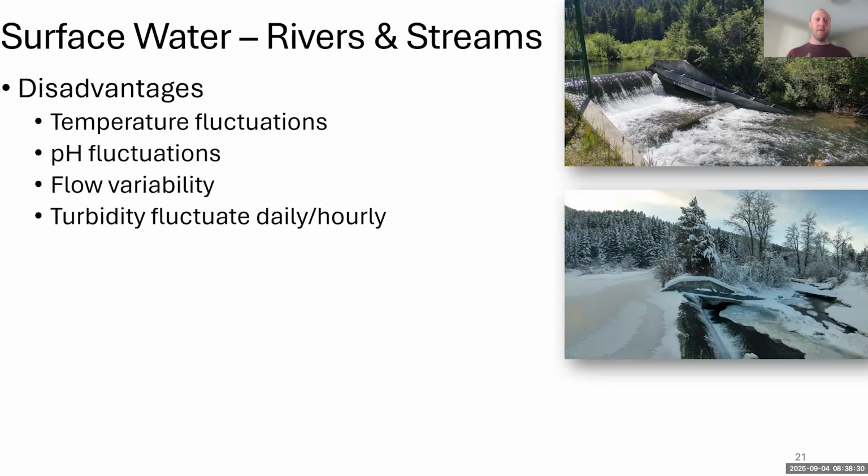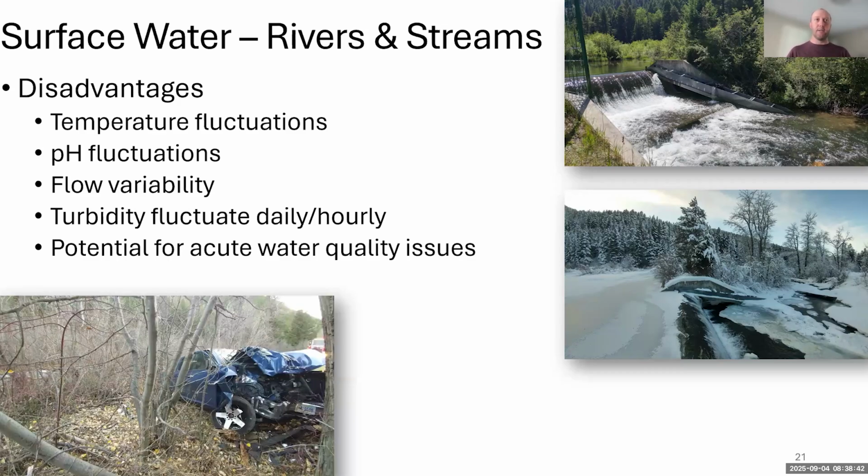Turbidity can be a big issue. Those fluctuations, rainstorms can flush a bunch of turbidity, a bunch of sediment into the creek, and then that can cause an issue. Yeah, and potential for acute water quality issues. So just here's an example of the system that I worked at. This is the creek right here on the left, and our water intake is, I don't know, a couple hundred yards downstream of this truck. And so this truck crashed. We had to close that intake for a while and then come up here and make sure that this truck wasn't leaking all kinds of different fluids into the creek.